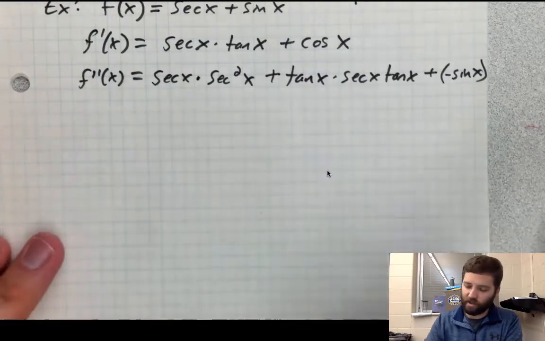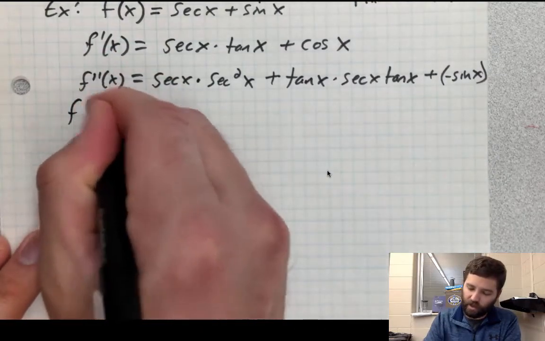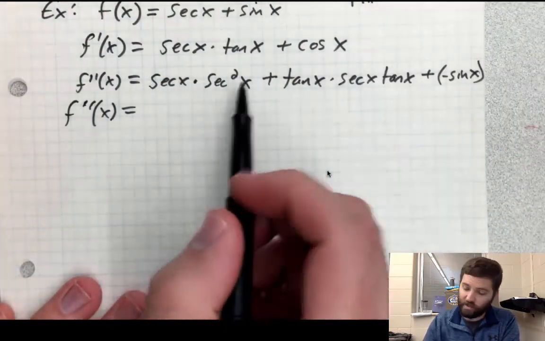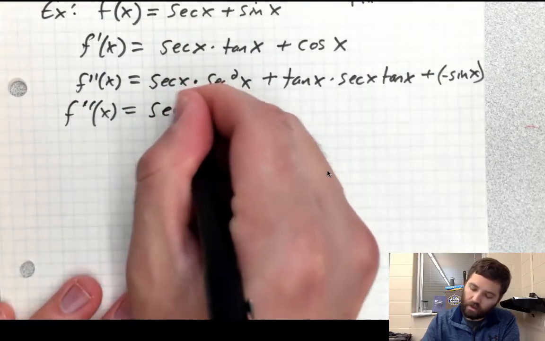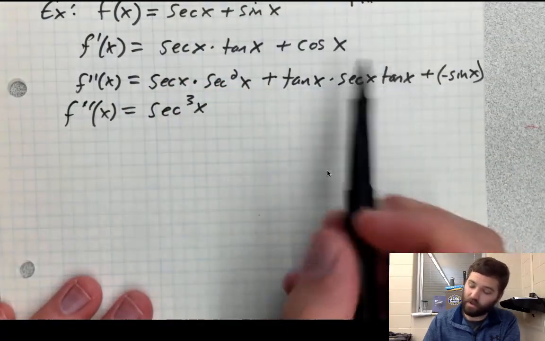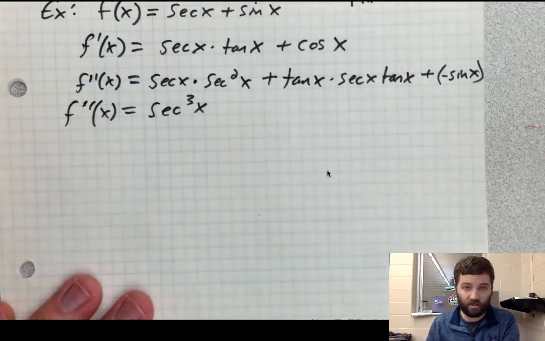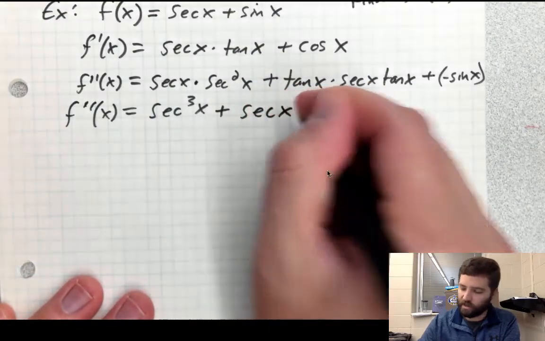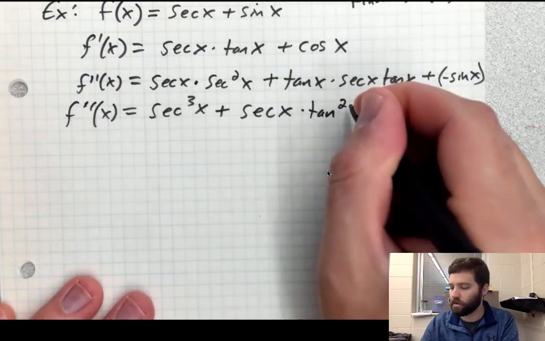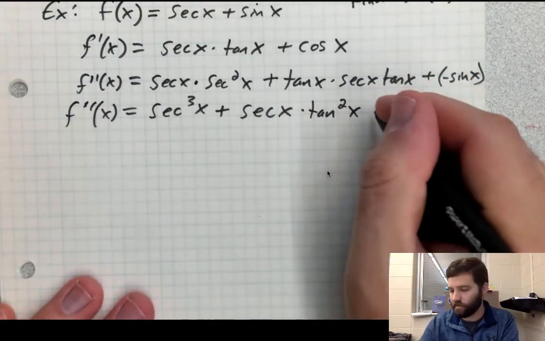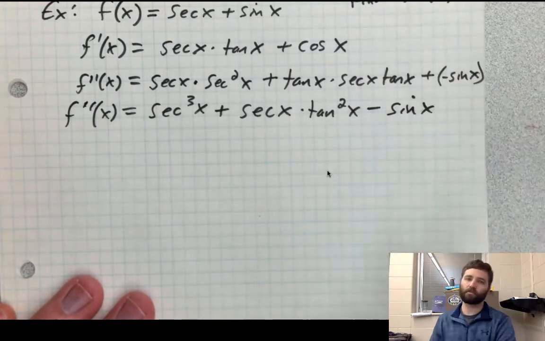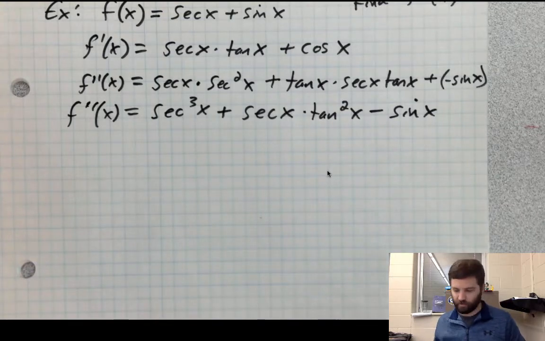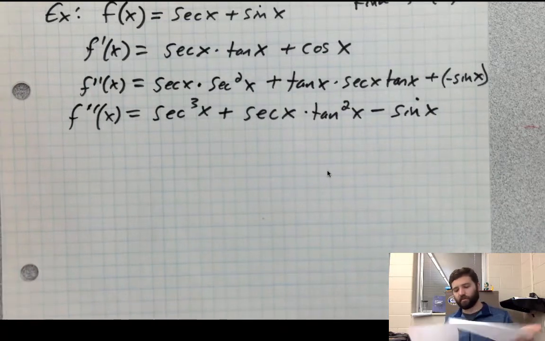All right, we got to clean this up. There's no way that we could live with ourselves if we left our answer in this format. So we have secant times secant squared. That's going to be secant cubed. We have tangent times secant times tangent. Associative property says that I can go tangent times tangent, which would be tangent squared, times secant. In fact, let's put the secant first. Not that it matters. Secant x times tangent squared x. Plus the negative, it's minus sine x. All right. And I don't think that it gets any simpler than that. I think that's pretty much where our final answer is going to rest. All right, so there's the second derivative of that one.